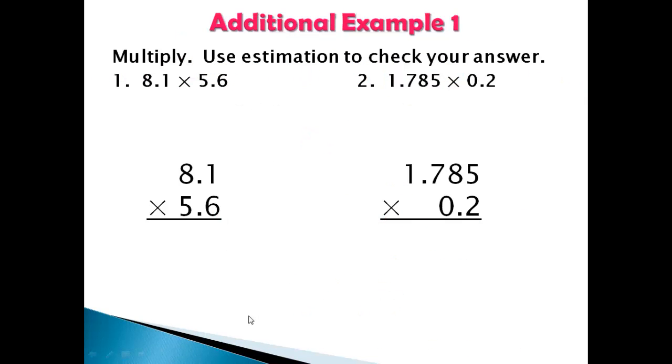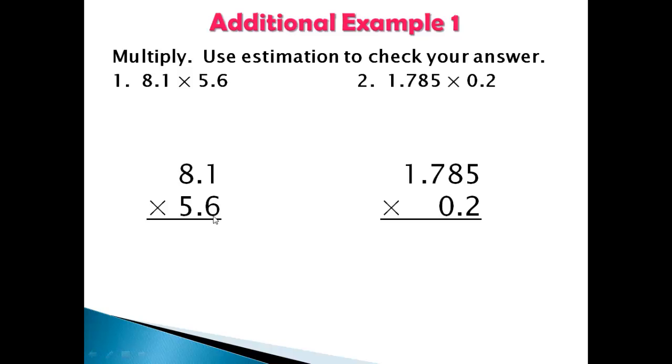Now we have a couple of additional examples. You can pause the video and try them on your own, or you may follow along. For number 1, we're going to multiply 8 and 1 tenth times 5 and 6 tenths. So the first thing we need to do is we need to go ahead and multiply.